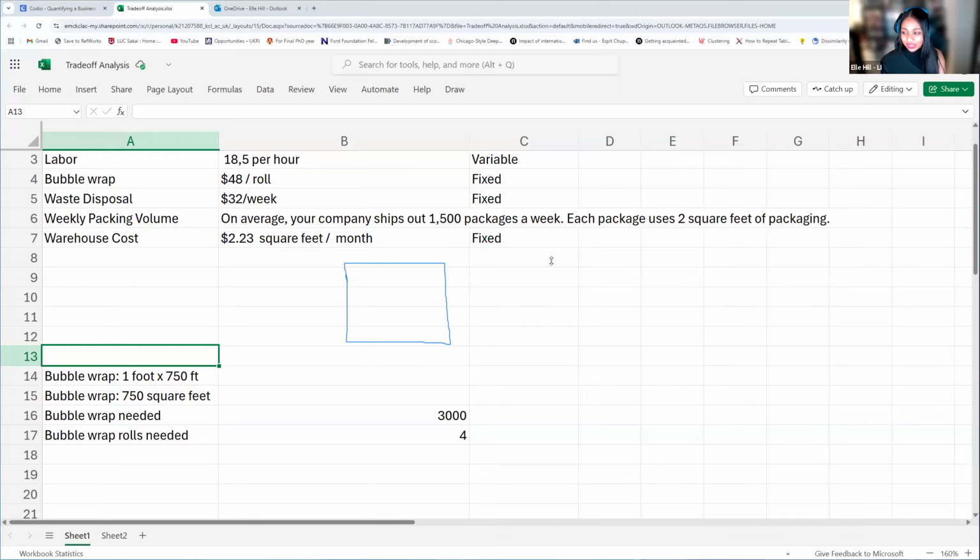Then that means, well, this would actually be root 2. So I'm not going to do that. It's going to be confusing. So each package is using 2 square feet of packaging.